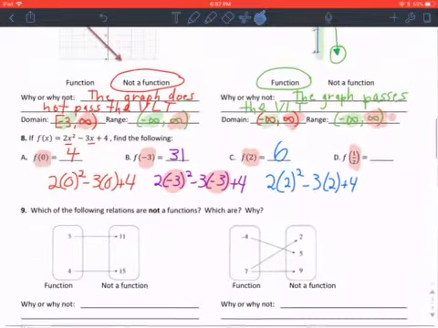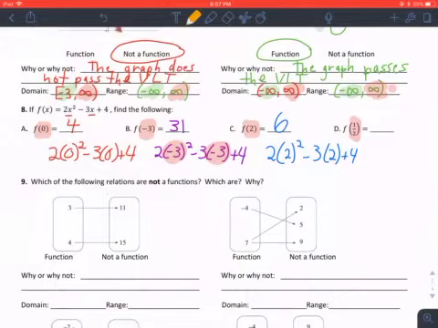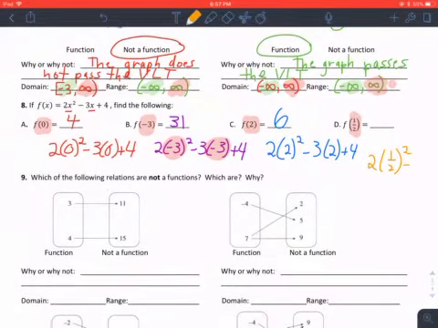So when I do that, I'm going to have 2 times 1/2 squared minus 3 parentheses 1/2. Sorry, I'm running out of room here. Plus 4. And then I go to my calculator.